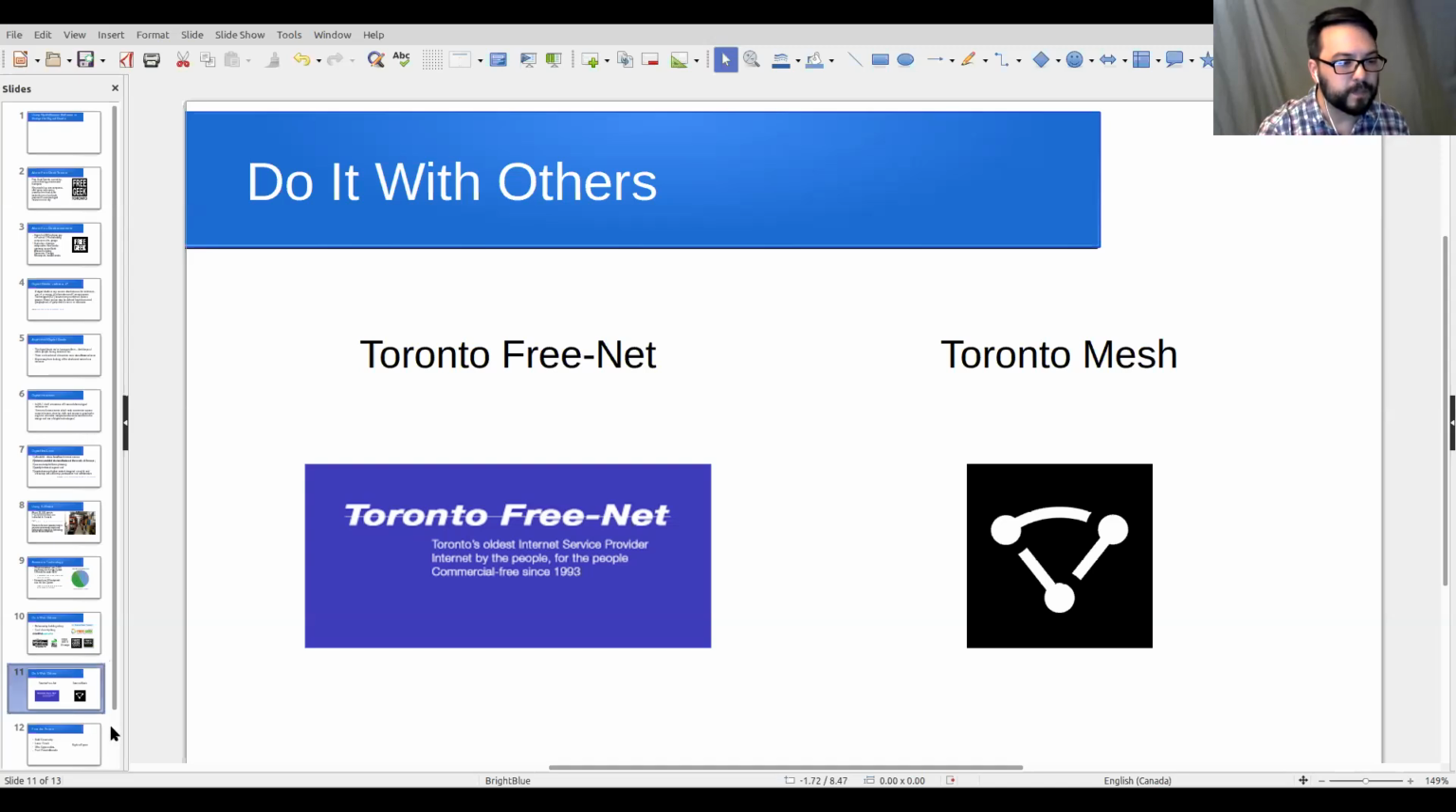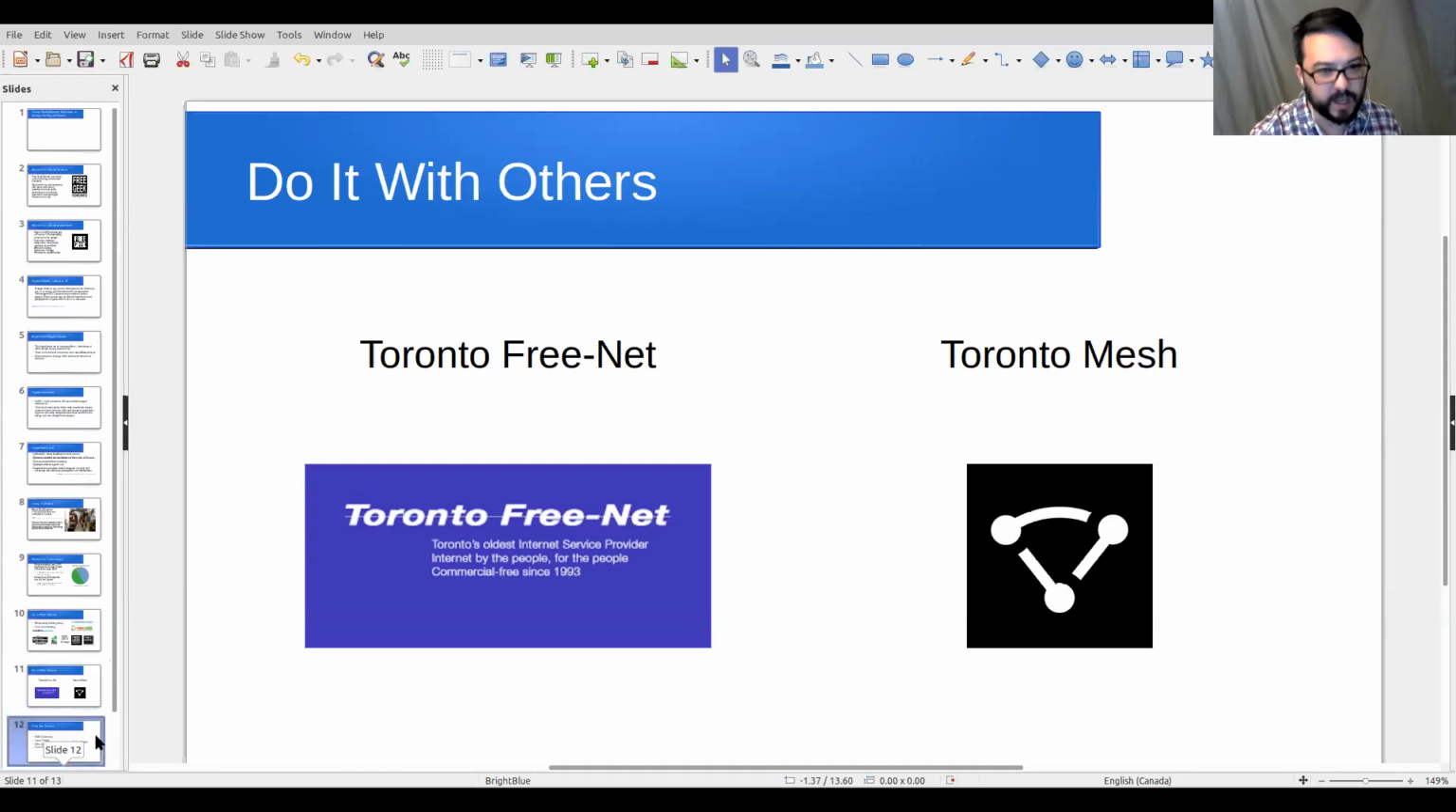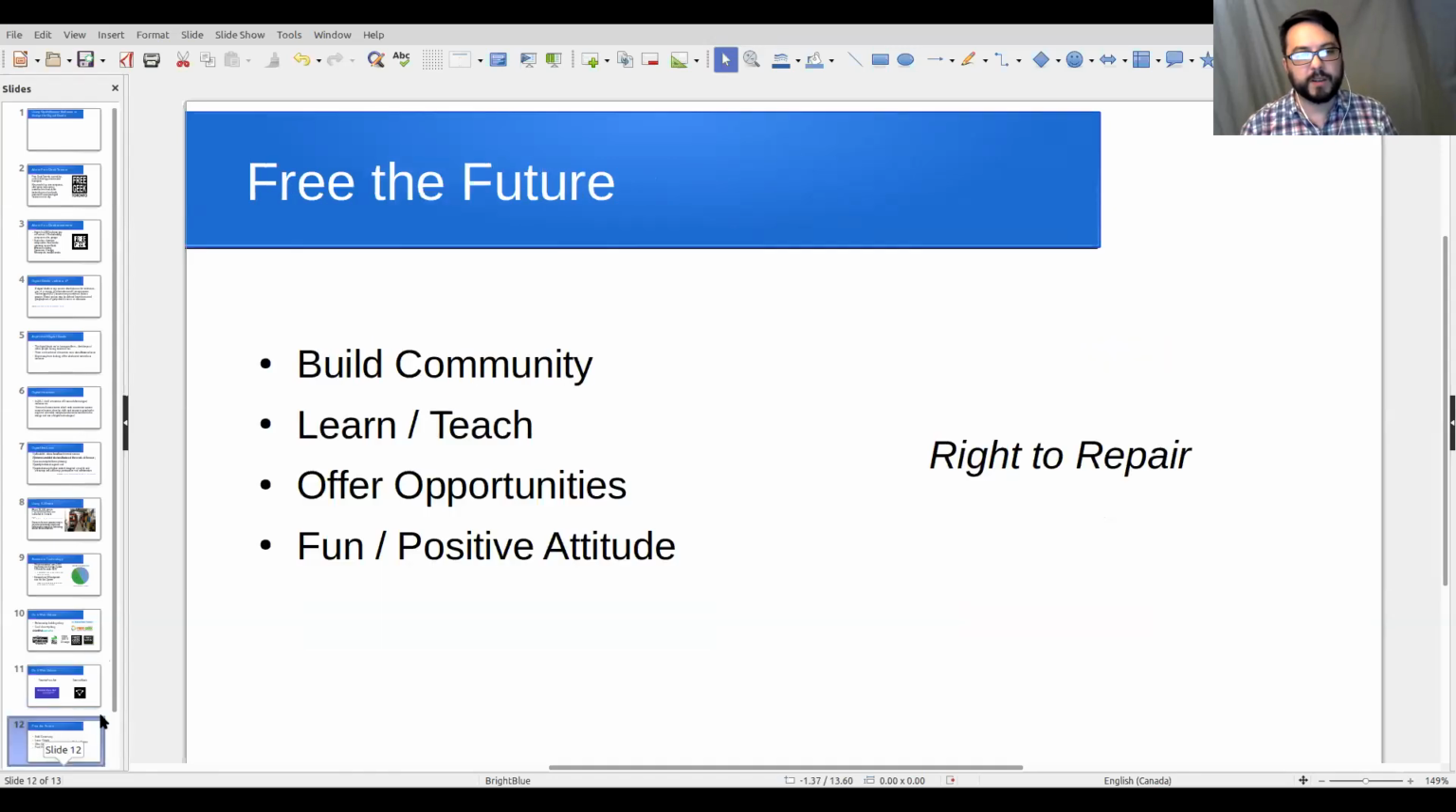And the lessons I've taken away, there are specifics that we can talk about, but really, when you're talking about how to build things, I don't think this should come as a shock to anybody who's been around Civic Tech for a while. If you build a community, and you learn and teach, offer opportunities, and have a positive attitude, there's a lot that can get done.